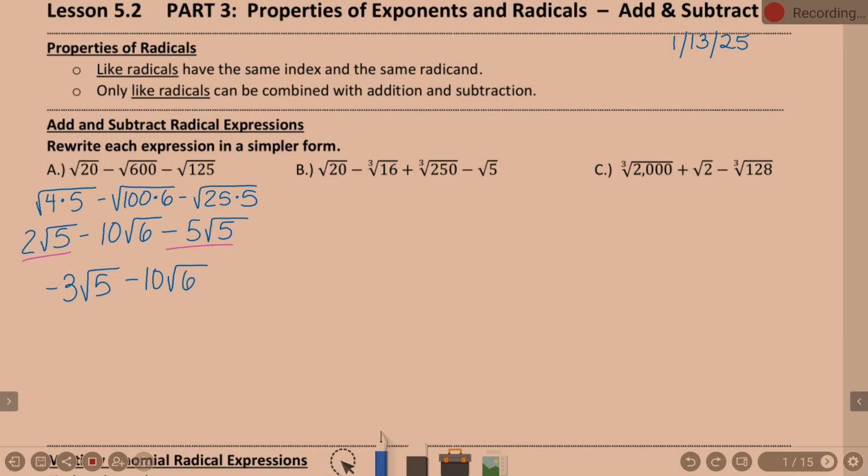Okay. So we've got 2 square root of 5 terms. I put them together. That's no different than saying what is 2x minus 5x. 2x minus 5x is negative 3x. 2 square root of 5 minus 5 square root of 5 is negative 3 square root of 5. Can I go farther? No, because now I'm at a square root of 5 and a square root of 6. Those are not like radicals because they don't have the same radicand under them. So we stop there.